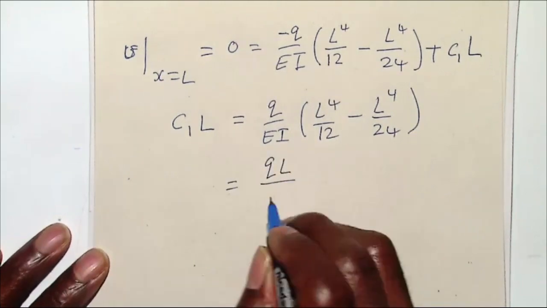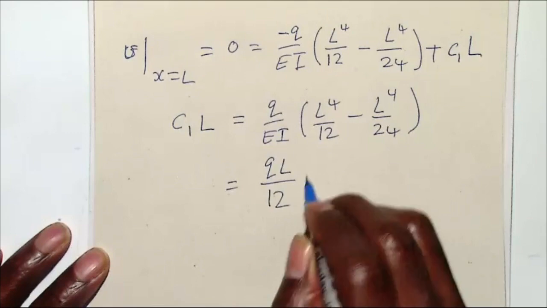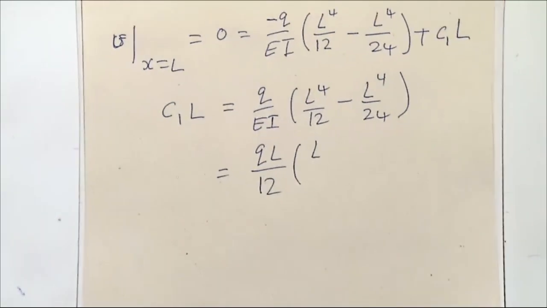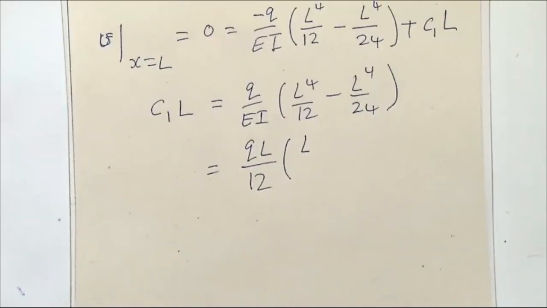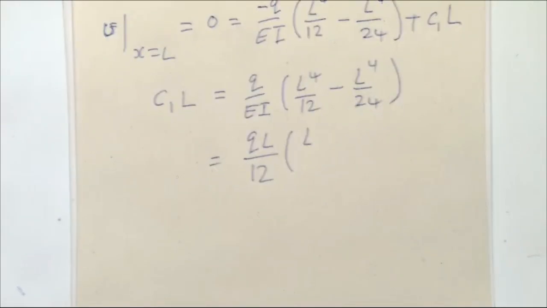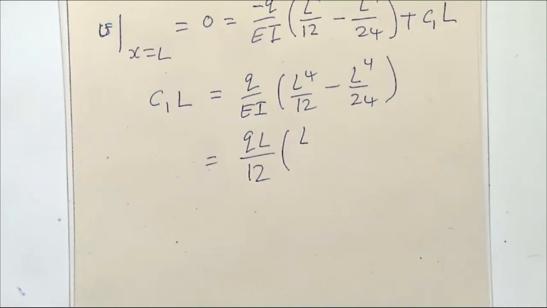QL over 12. What's happened to C2 then? Sorry, what's happened with C2? It is 0 from the previous part. Thank you. If it was equal to something, you'd have to input that, right? Yeah, but for this particular case, C2 is 0.